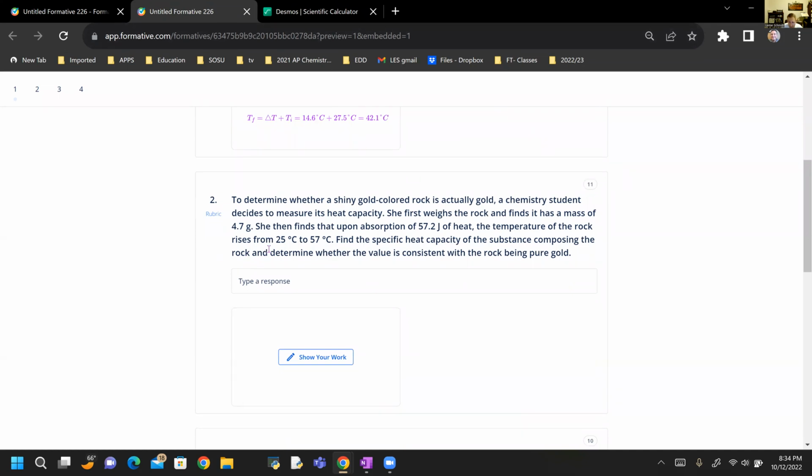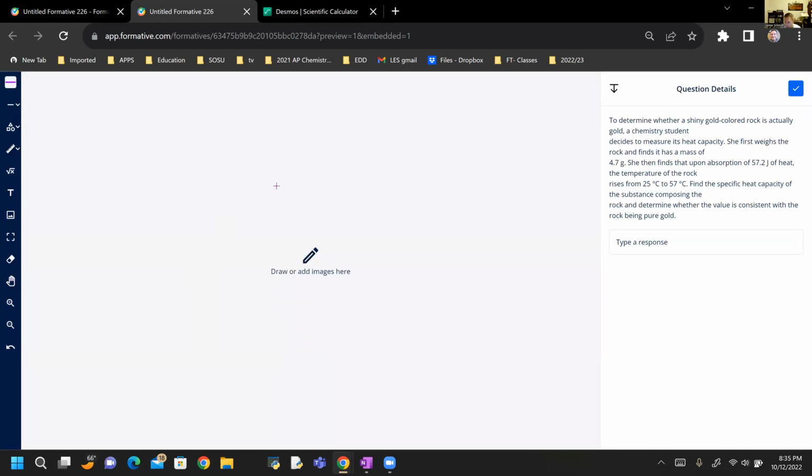If we go to another example, this one says to determine whether a shiny gold colored rock is actually gold, a chemistry student decides to measure its heat capacity. She first weighs the rock and finds it has a mass of 4.7 grams. She then finds that upon absorption of 57.2 joules of heat, the temperature of the rock rises from 25 degrees Celsius to 57. And then what we're supposed to do is find the specific heat capacity of that rock and determine whether it is gold.